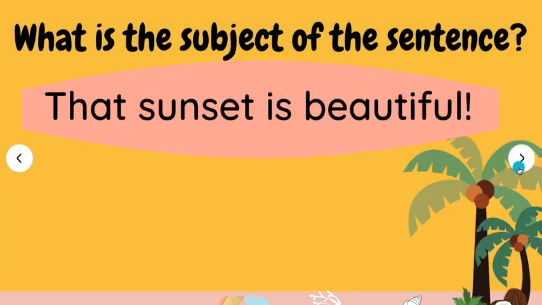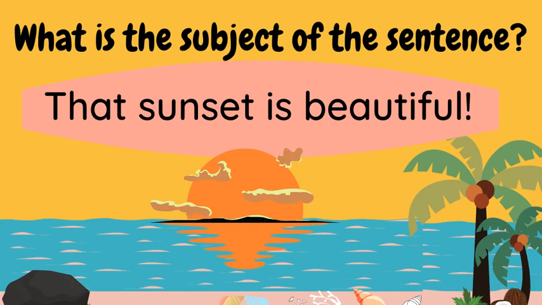Here's another example. Now, looking at the sentence, we can figure out what the subject is by looking at who or what the sentence is about. This sentence is about that sunset. You can also find the subject of the sentence by looking at the beginning of the sentence.